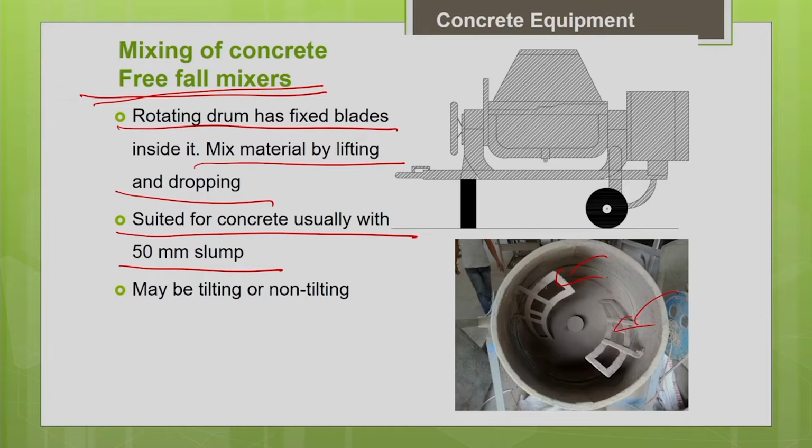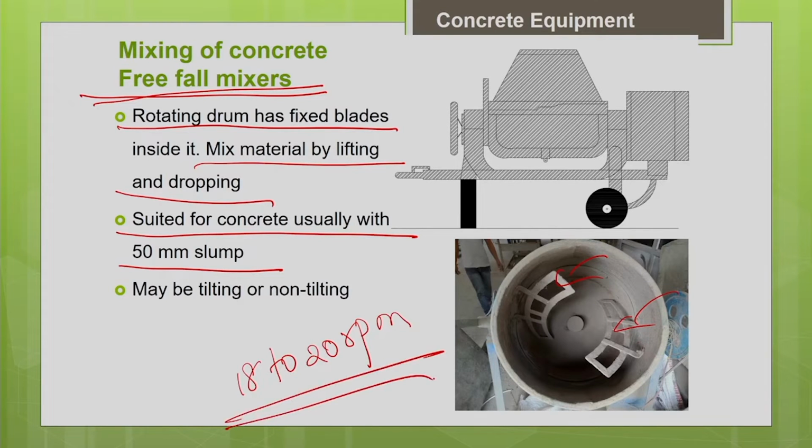So also this drum should not be rotated at a very high speed. Okay, the commonly adopted speed is 18 to 20 rpm. If you rotate it at a very high speed, you can see that the free fall mechanism won't happen. So that is why we should go by the manufacturer's recommendation with respect to the speed of rotation of the concrete mixer machine.